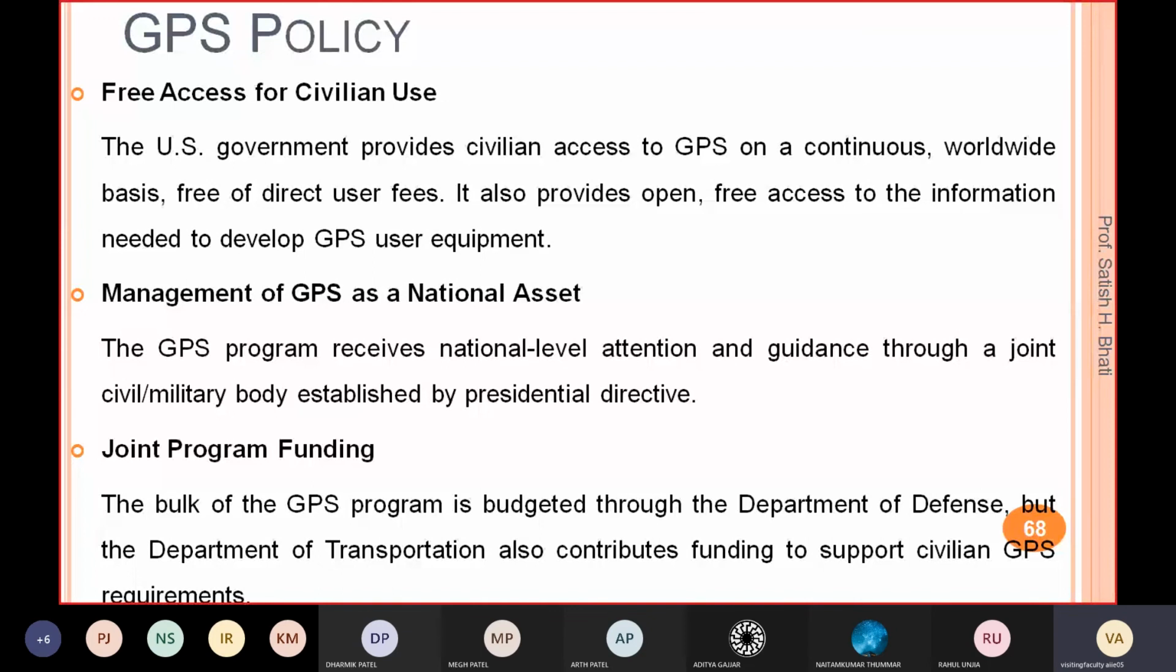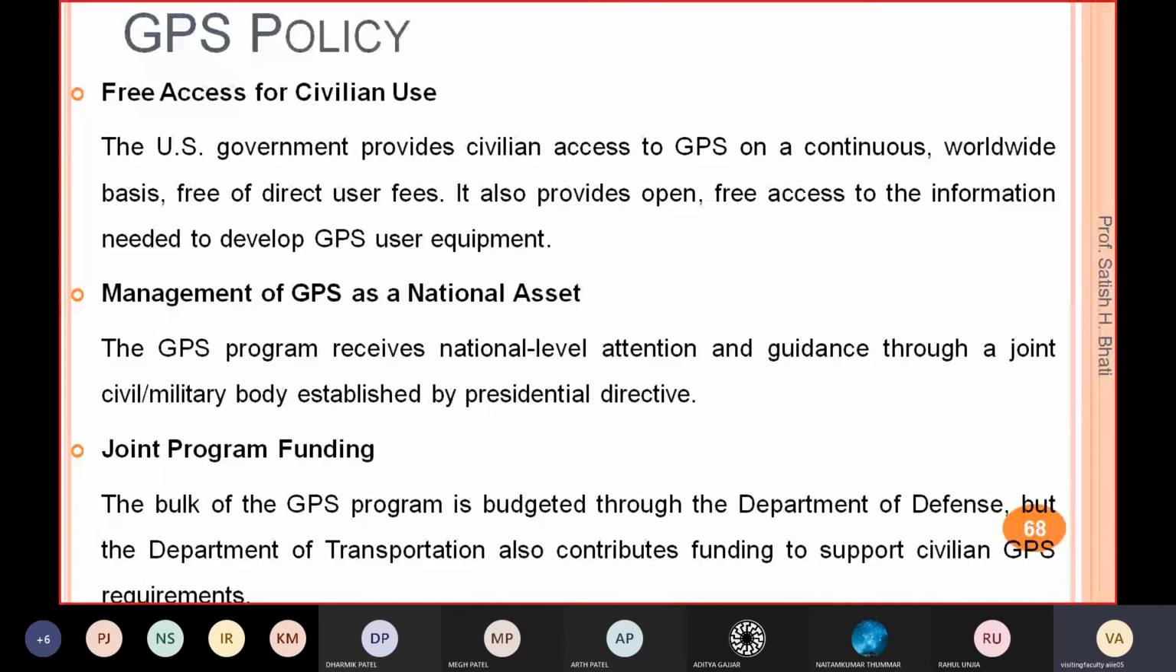Management of GPS as a national asset: the GPS program receives national-level attention and guidance through a joint civilian-military body established by presidential directive. So they give GPS that much importance, as a kind of national asset.